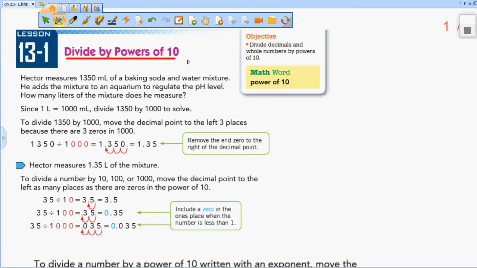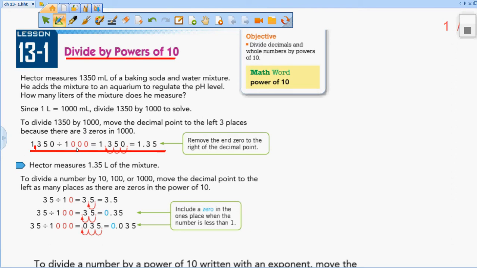We're going to divide by powers of 10 and move the decimal point to the left side. When we multiply by powers of 10, we move the decimal point to the right side, depending on the number of zeros. But in this lesson, we have to move the decimal point to the left side, depending on the number of zeros. Okay? Look at this example here.